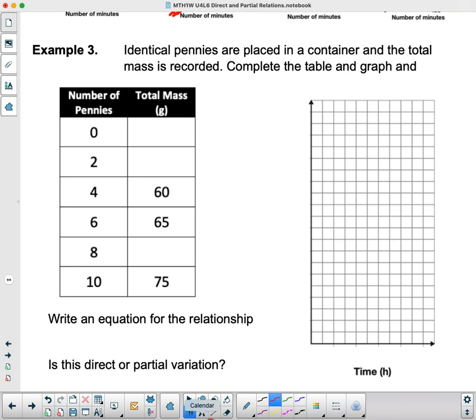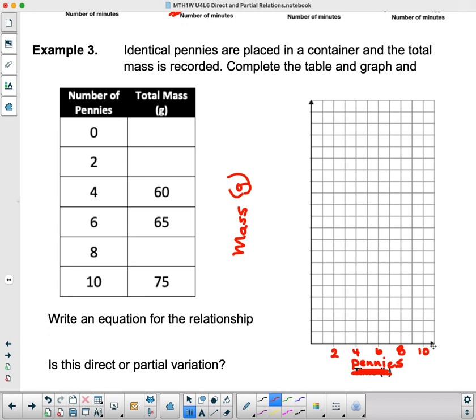Identical pennies. Let's see, we got to get from 0 to 10. This has time on the bottom. This is not what we want. Time on the bottom is not. This is number of pennies. So pennies. And mass up the side. And the mass is going to be in grams. So we need to get to 10 along the bottom. Do I have 10 spaces? 1, 2, 3, 4, 5, 6, 7, 8, 9, 10. I do. So I'm just going to go 2, 4, 6, 8, 10. I'm not going to label them all.